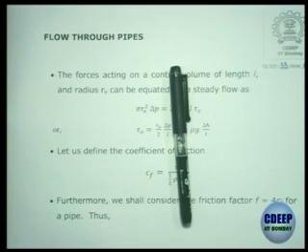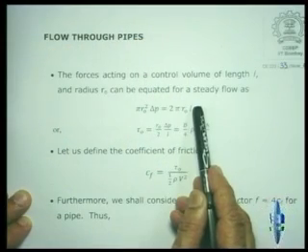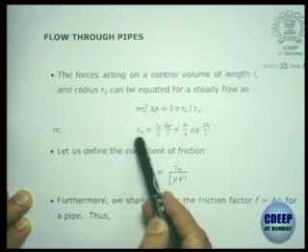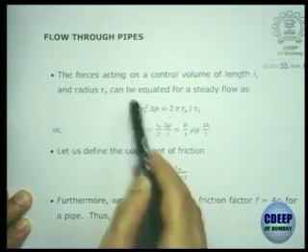So if your boundary shear is tau 0, what is the force acting over a length L of a control volume having a radius R naught? It will be the perimeter, 2 pi R naught, multiplied by length L, which gives the area on which boundary shear is acting, multiplied by tau 0. So you rearrange, cancel out terms, and you will get tau 0 equal to R naught by 2 times delta P divided by L.